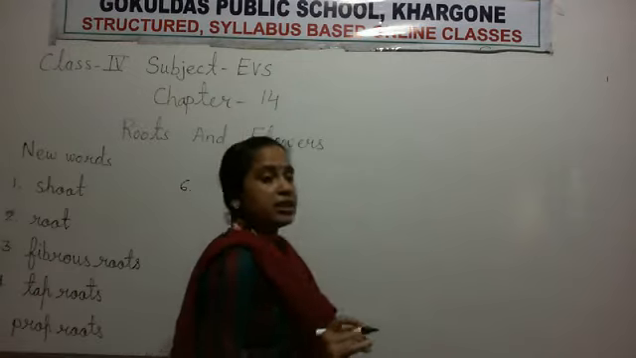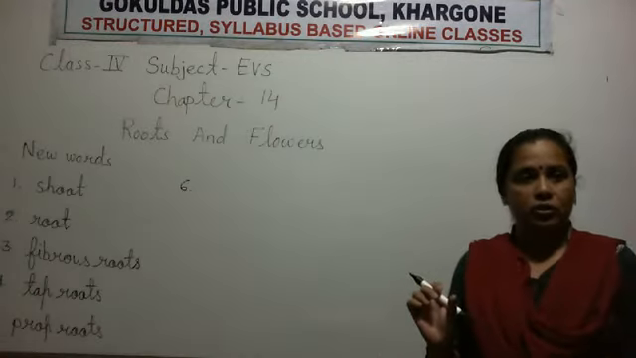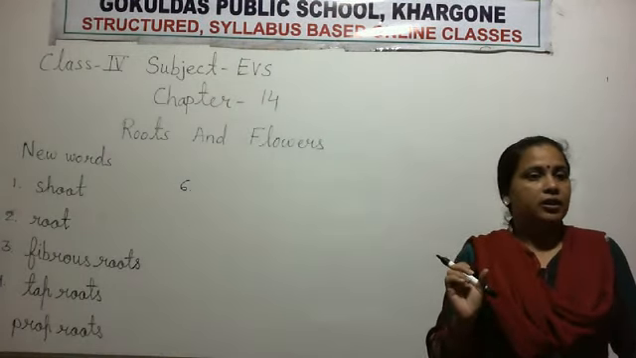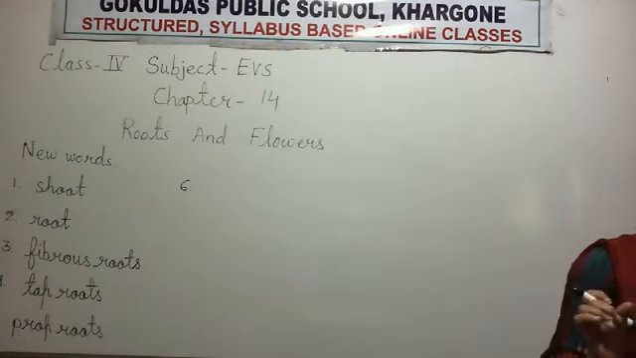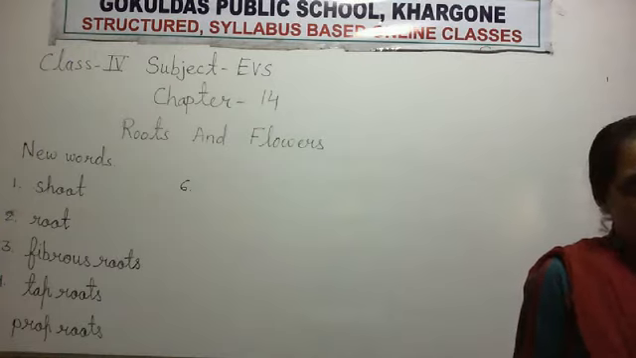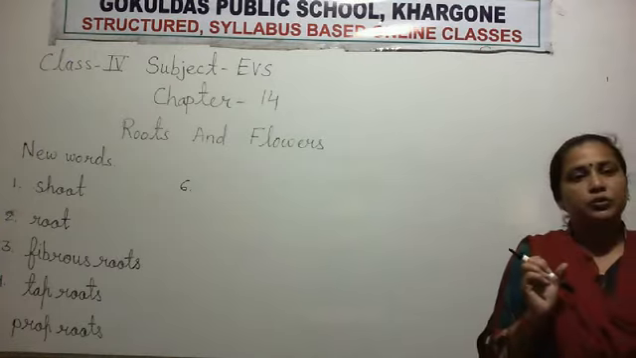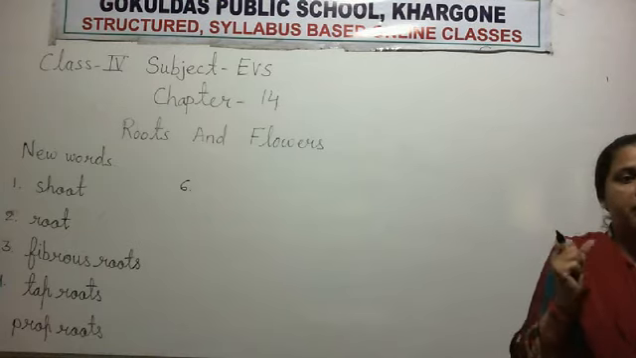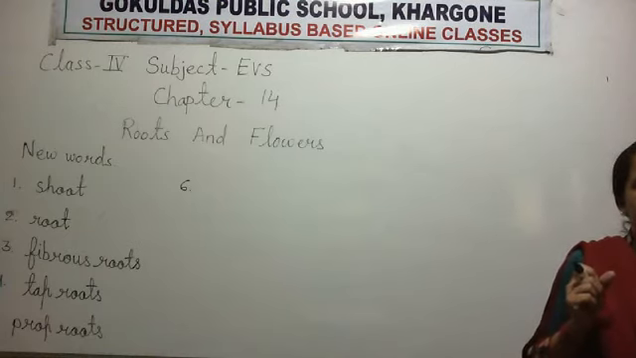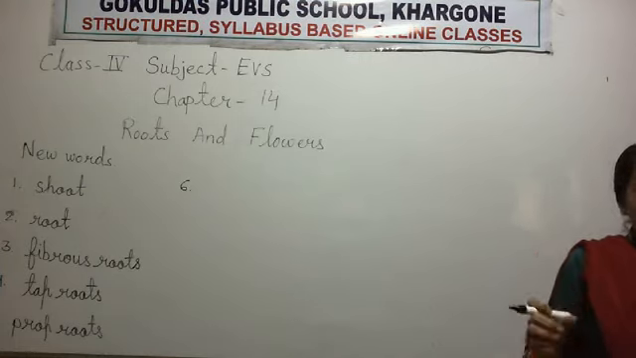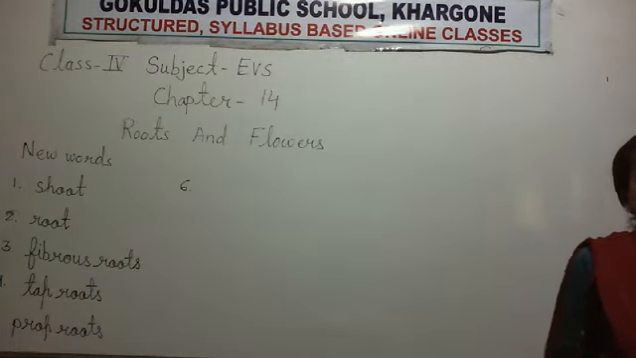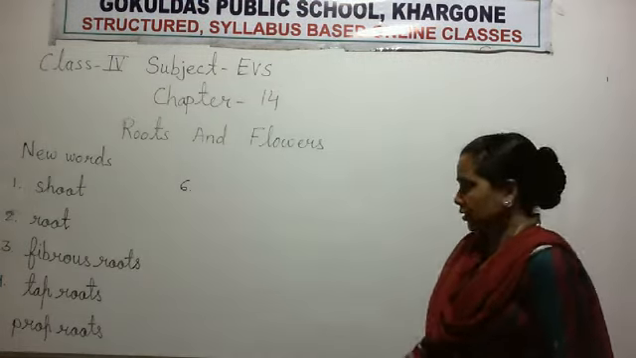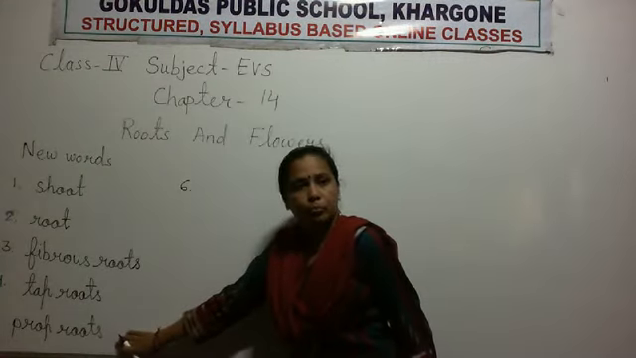Prop root, this is the special type of root that is found in the peepal tree, banyan tree, because these roots come out from the branches and from the stem, and come down and hold the soil and give extra support to the plant. These types of roots are called prop roots.